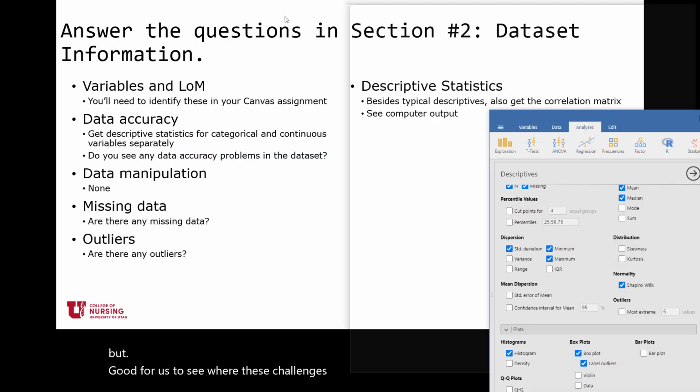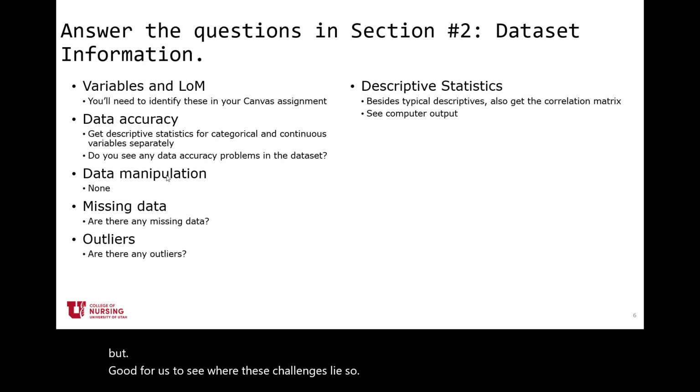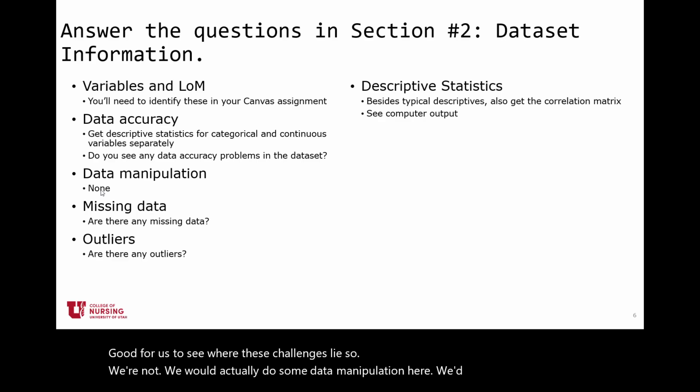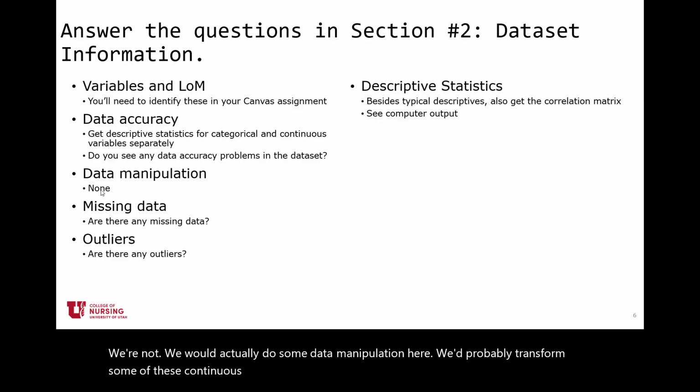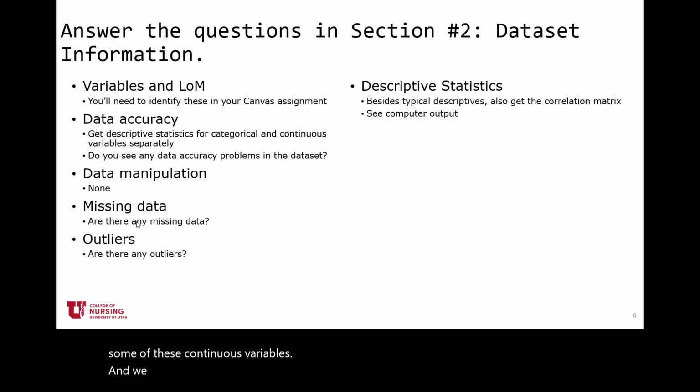So we would actually do some data manipulation here. We'd probably transform some of these continuous variables, and we would just note that we have some missing data and our outliers and where they are.